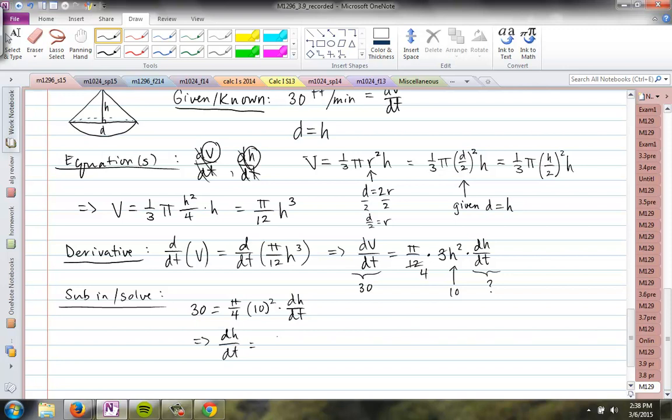So dh over dt is equal to 30 times 4 divided by 100. So you can write that exactly in reduced form, just as an aside, as 6 over 5 pi. But if you want, you can just write the approximate answer as 0.38. So you just need the number part of the answer, but if you want to write the units, it would be feet per minute.